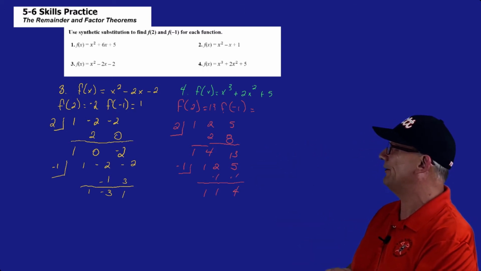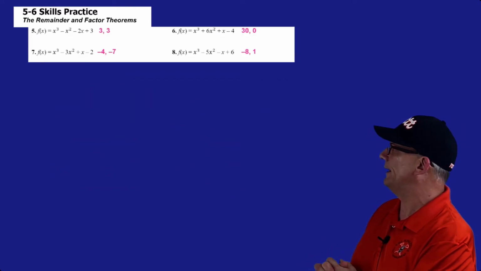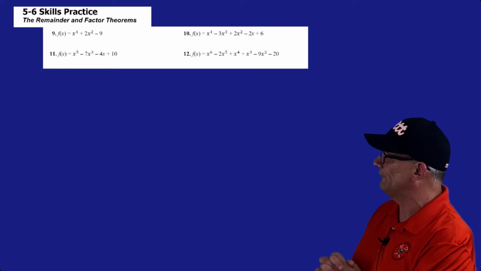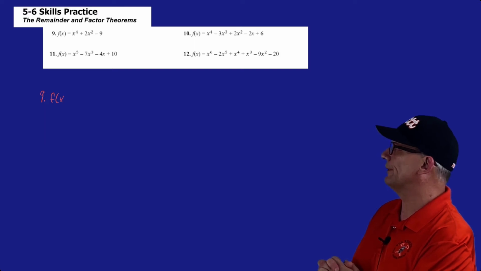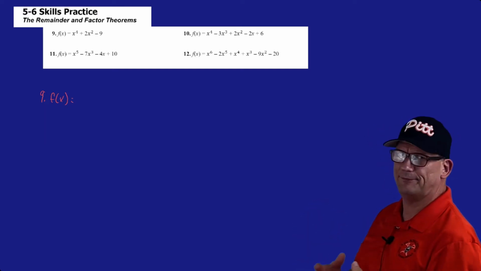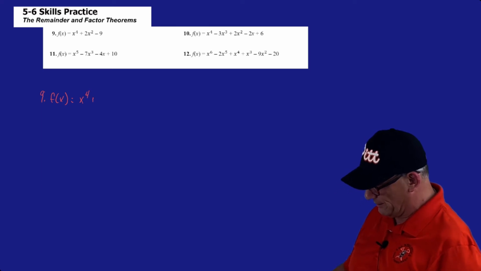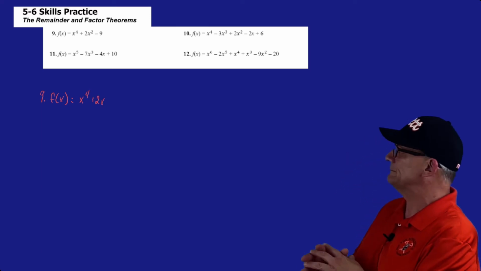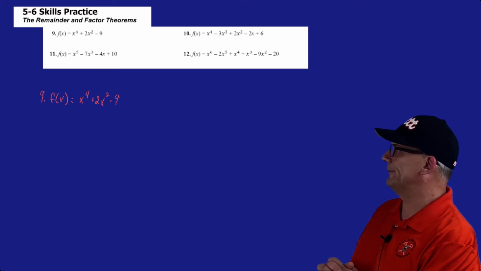All right, so the remainder and factor theorem. Okay, here we go. So we've got x to the 4th plus 2x squared minus 9. We're going to do the exact same thing, right? We're going to use synthetic division to do this. So what are your coefficients? What are going to be your coefficients?